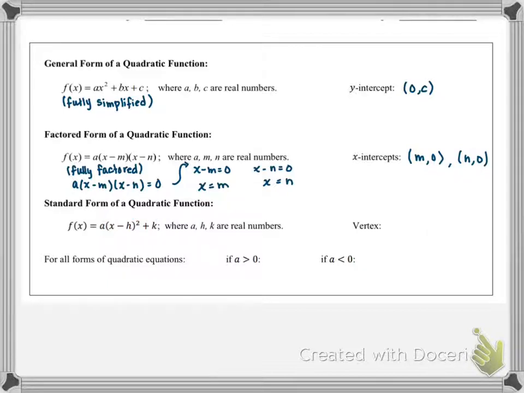But in particular, this is not factored or simplified. It's like a hybrid of the two. But it does give us our vertex, which is really handy, right? So if I took the vertex of x squared, which is 0, 0, h shifts it right h units, and then adding k shifts it up k units. So my vertex is (h, k).